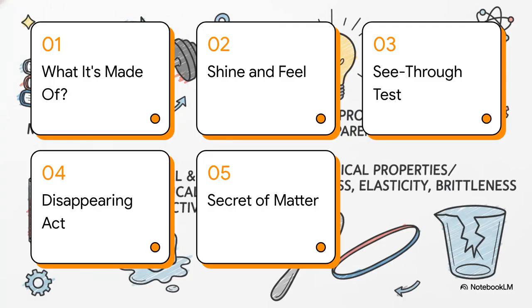So, here's our game plan. First, we're going to figure out what things are made of. Then comes the fun part. We'll start sorting them by their properties. You know, how they look, how they feel, even what they do when they get wet. And finally, we'll uncover the ultimate secret of what all this stuff really is.